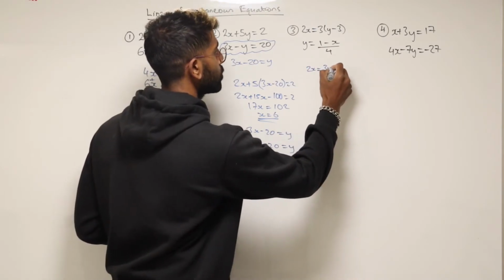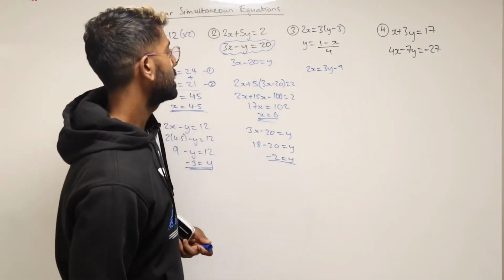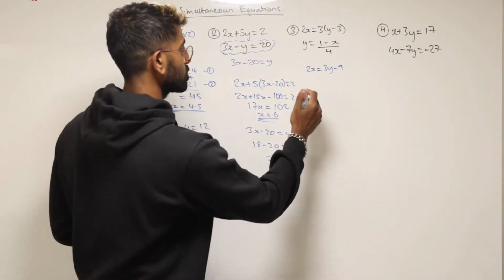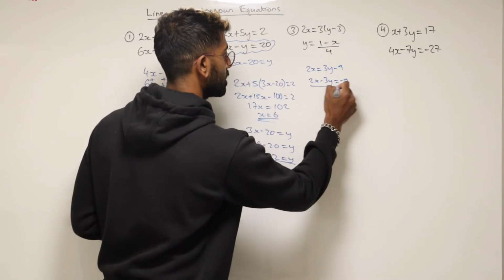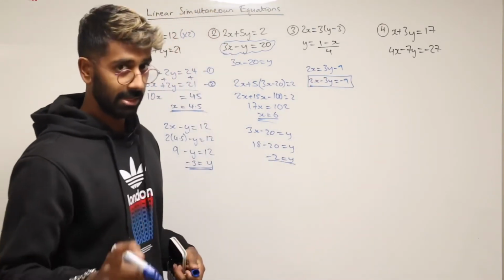So we'll have 3y minus 9. And then what I'm going to do maybe is bring this over to one side. So 2x minus 3y equals minus 9. I'll just put that in a box and keep it there for now.